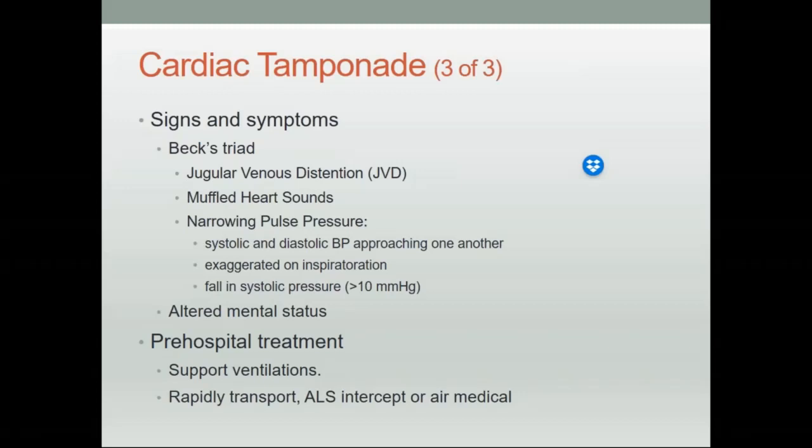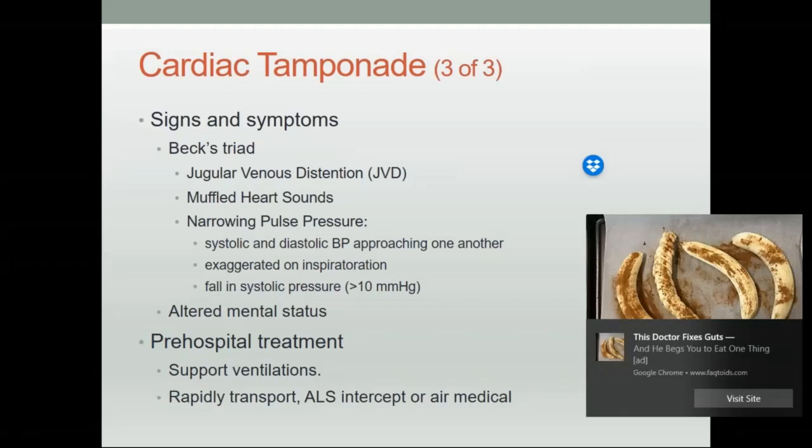Narrowing pulse pressure, it's difficult in our world to properly assess this. Your book does say that that's part of this assessment. That means the systolic blood pressure and the diastolic blood pressure are getting closer to one another. In actual practice, that happens when pressure increases in the chest, when our patient inspires, they take a deep breath, and that pressure in the chest increases. That pushes down on that blood in the pericardial sac, and that decreases that refill, and that causes that narrowing pulse pressure. Altered mental status is going to go with this.